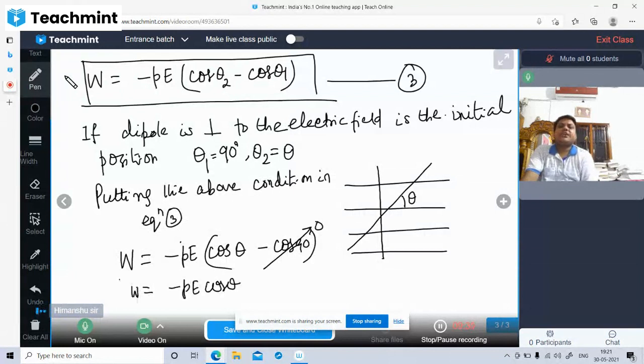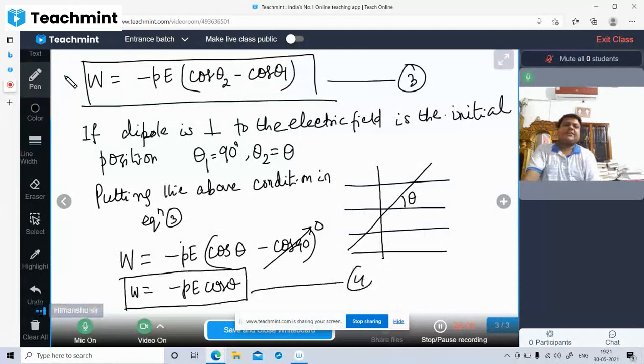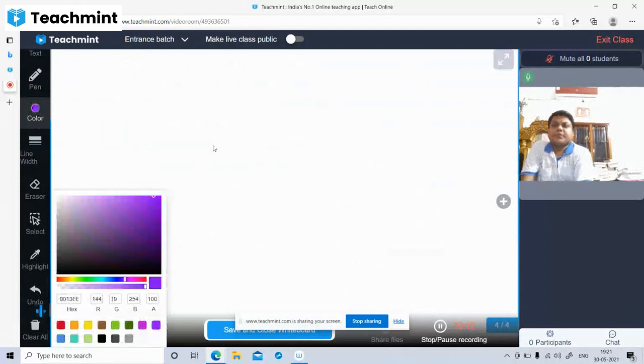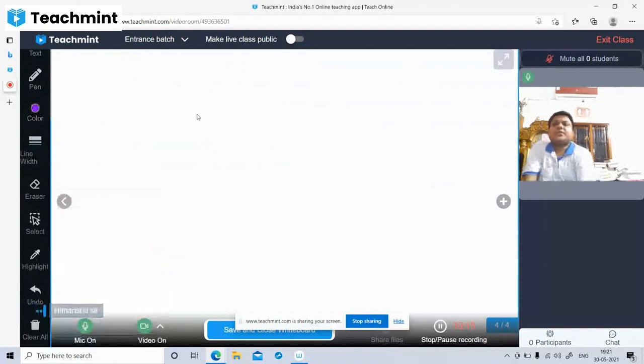So this is another formula of potential energy of the dipole, but with a condition applied. The dipole is placed perpendicular to the electric field in the original, the initial position, right? So now let's consider a few cases. Special cases.